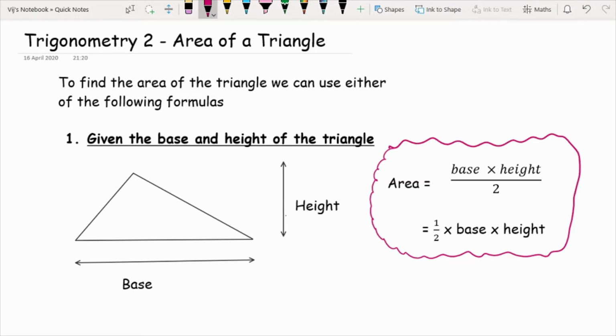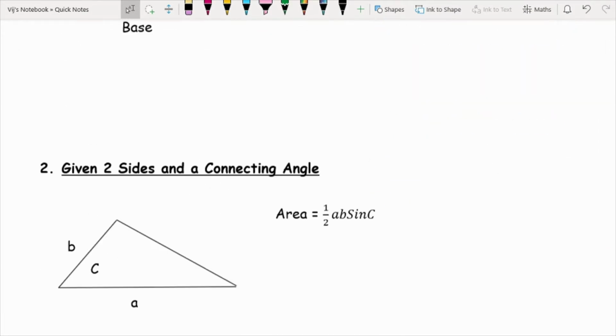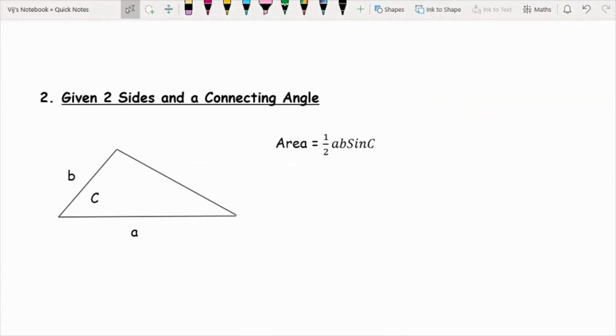Another way of calculating the area of a triangle is when you are given two sides and a connecting angle. The formula that we use for this is the area is equal to a half AB sine C. If you are given this, the key thing to note is that C is the angle that we're using. So when you're labelling your triangle, always label your angle as C and then label the connecting sides as A and B before substituting into the equation.